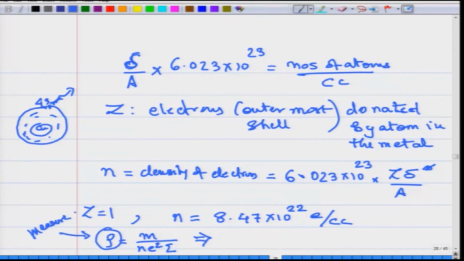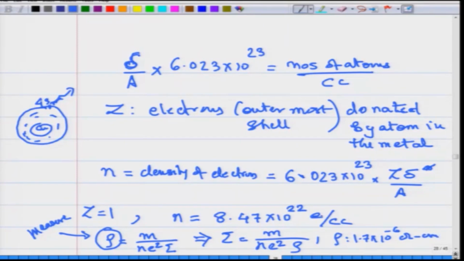You can measure rho. You know how to calculate the density. m and e have already been determined experimentally. So, can we estimate tau? Tau gives us a value which is like m by ne square rho, and now I had already told you the value of rho for copper is 1.7 into 10 to the power of minus 6 ohm centimeter.